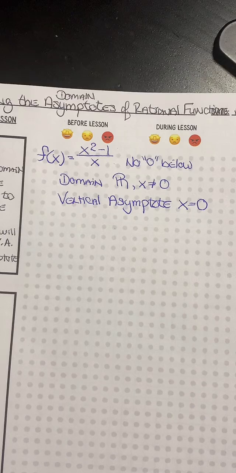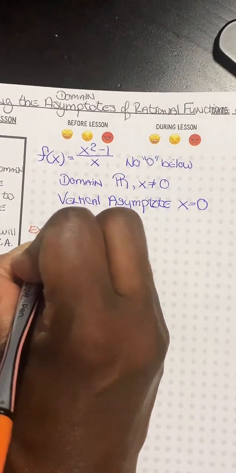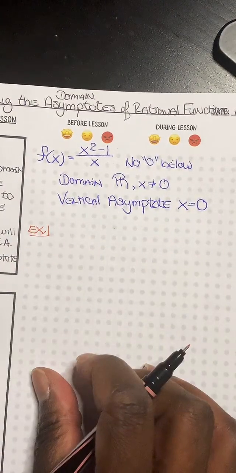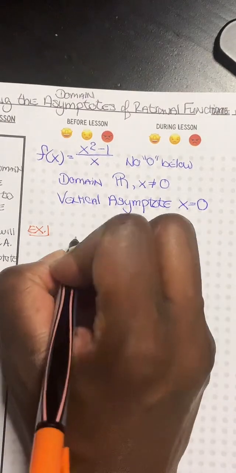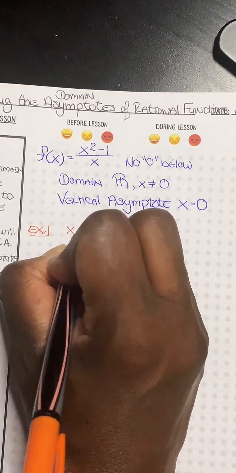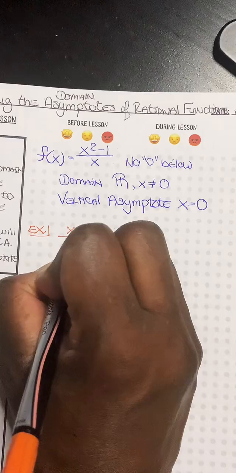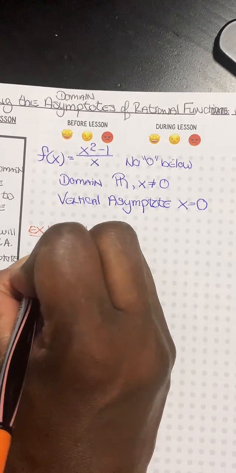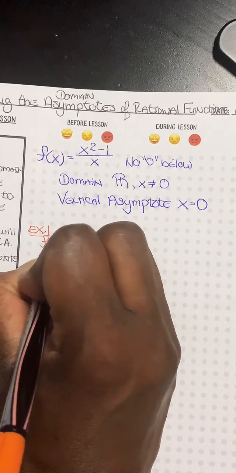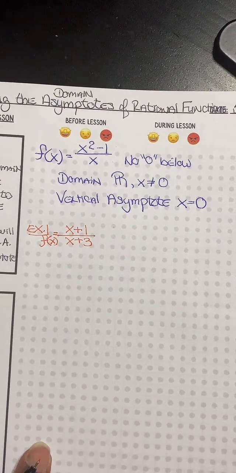Let me give you another example. Let me switch colors as best I can. So we've got our example: x plus 1 over x plus 3. I really should have my f of x involved in this, just to keep with the theme.